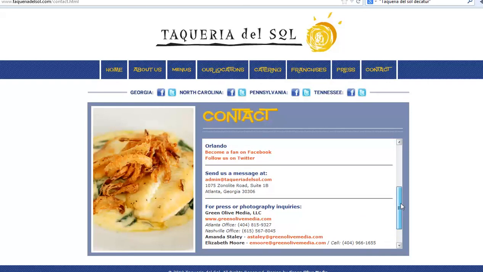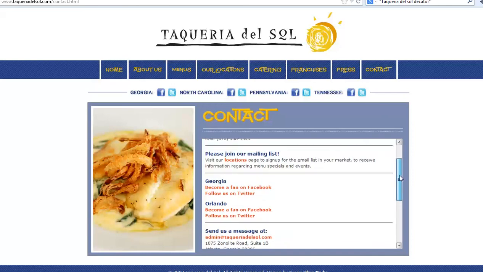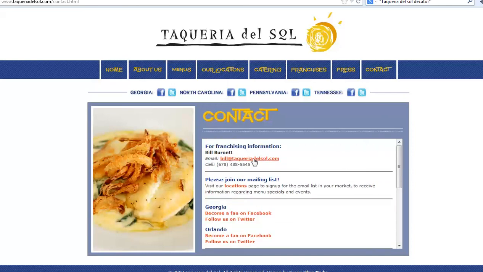I personally stay away from larger chains, although this is a pretty small chain. I mean, you could end up doing this for five different restaurants. And look, they're in Georgia, North Carolina, Pennsylvania, and Tennessee. You could end up with a really sweet contract with these people. I would probably send the information both to the admin here, and I would send it to Bill.